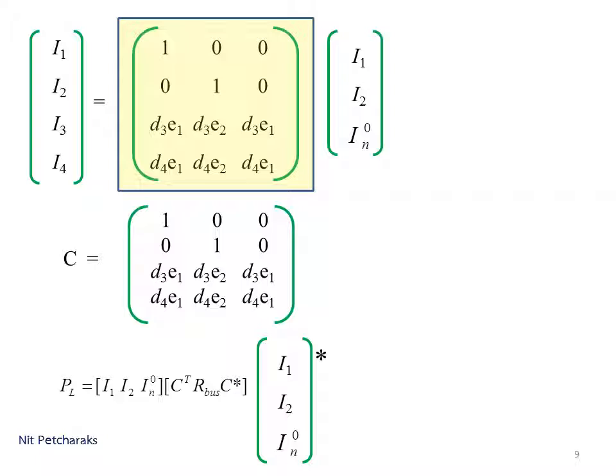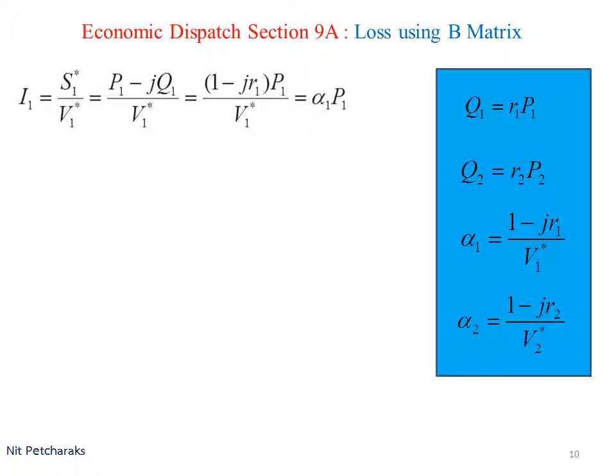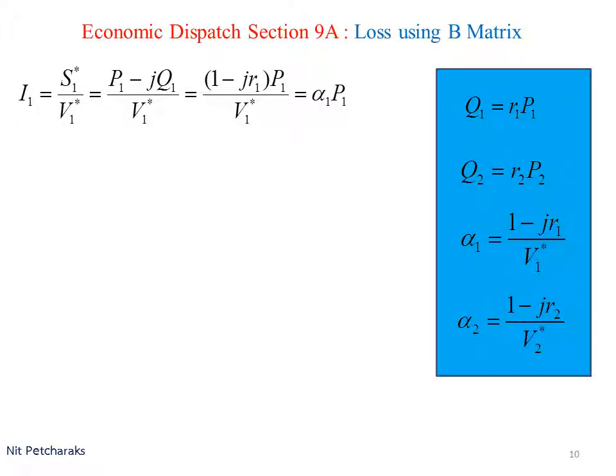R bus is the real value in C bus or bus impedance matrix. Let Q1 be a fraction of P1, Q2 be a fraction of P2. We can find I1 from this equation. Let alpha 1 represent the complicated term. We will get a simpler equation.